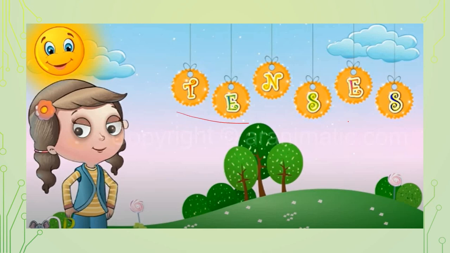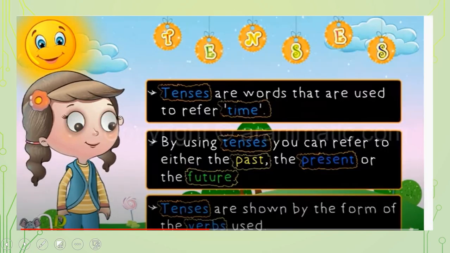So these are tenses. Let's see what are tenses first. Tenses are words that are used to refer to time. So when you want to talk about the time, we use the tenses in the sentence. By using tenses, you can refer to either the past, the present, or the future. Tenses are shown by the form of the verbs used. So that is why I said verbs are important. Verbs are used to show tense.